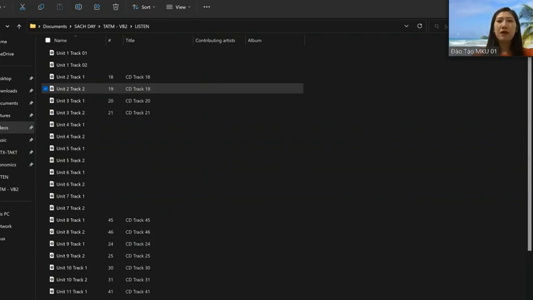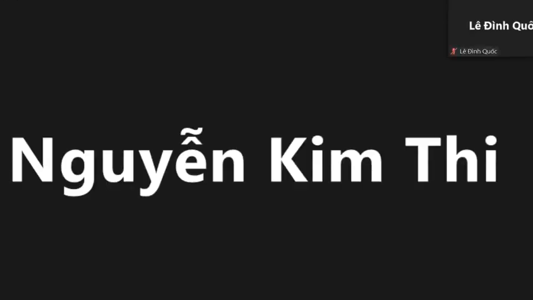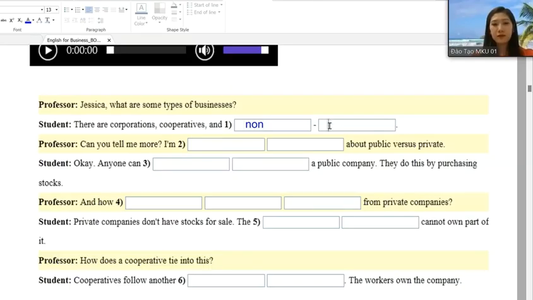Do you have exercises 6 and 7? Do you have the answers, everyone? Non-profits. The first one, non-profit. And the second one? Specific thinking. Yes, specific thinking. The third one, anyone can. By.